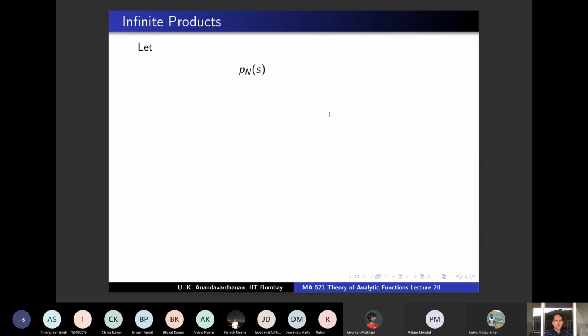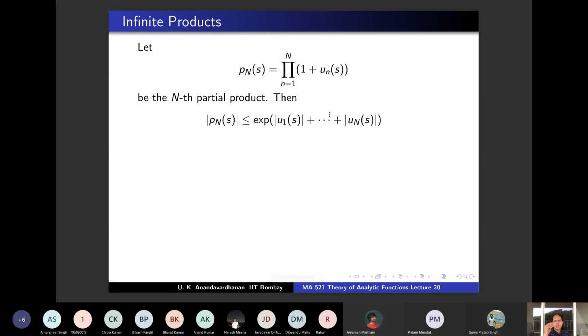Okay. Summation of mod Un(s) is uniformly convergent. So let's see this. Let's take Pn(s), the partial product, up to capital N, of 1 plus Un(s). This is the nth partial product. Then the modulus of Pn(s) is less than or equal to the exponential of this. Why is this? This is exactly what we did. For complex numbers, we did this. It's the same thing, using that idea that 1 plus x is less than or equal to exponential of x if x is positive, and take the finite product. So this you have, and this is bounded by a constant independent of all the things involved.